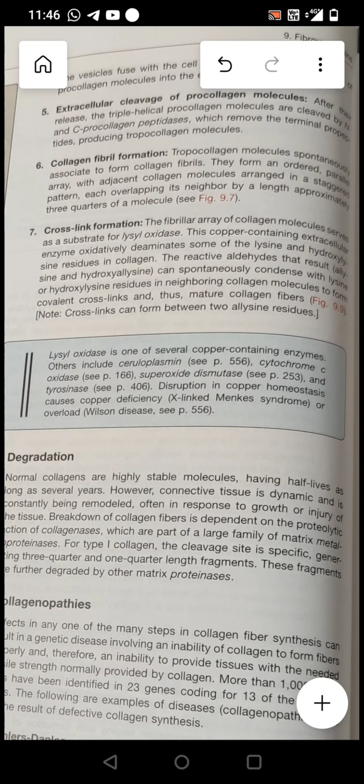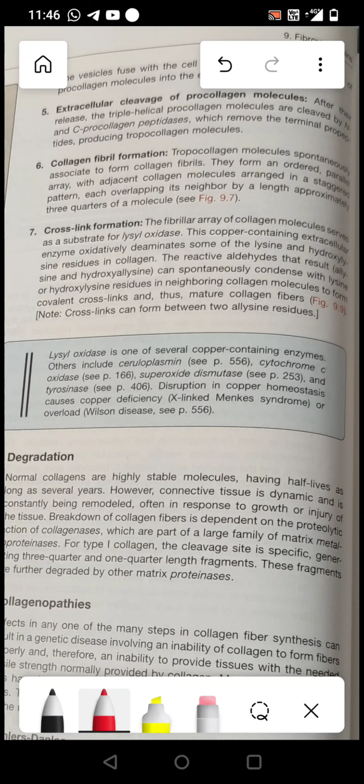Cross-link formation. The fibrillar array of collagen molecules serves as a substrate for lysyl oxidase. This copper-containing extracellular enzyme, remember this, it's a copper-containing enzyme, lysyl oxidase. What is the role? It is an oxidase, so it will use oxygen. It deaminates, removes the amine from some of the lysine and hydroxylysine residues.